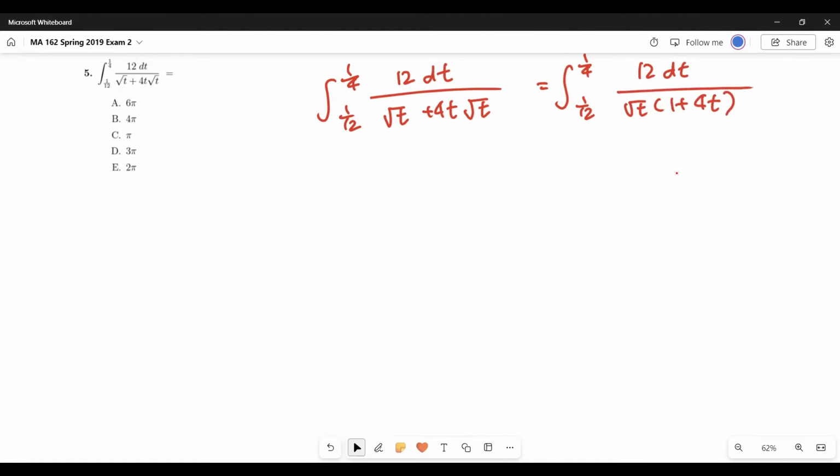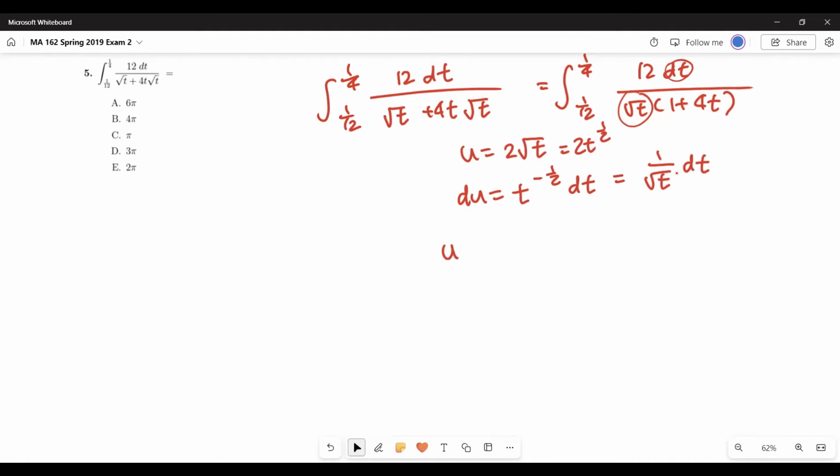So in this question, we are going to put u equals 2 square root of t, because we know dt over square root of t will be in the denominator of 2 square root of t. So u is equal to 2 square root of t, and du becomes, I'm going to write it as 2t to the 1/2, so I can show it to you. du becomes t to the negative 1/2 dt, which is the same as 1 over square root of t dt. And our u will become u equals 2t to the 1/2.